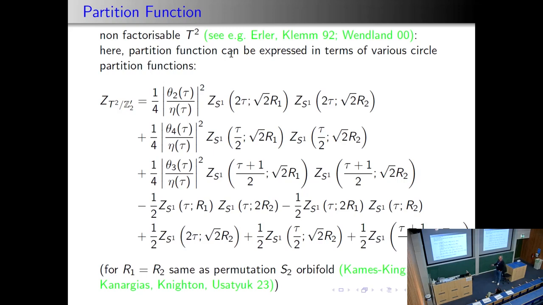Right, so therefore, here you have to split the winding and momentum sum into even and odd combinations, and that gives you, this is just the T2 amplitude rewritten now in terms of products of R1 dependent terms times R2 dependent terms. And the price you have to pay for rewriting it like that is that you get now different moduli, but these combinations are still modular invariant, and here you even have a different dependence on the target space modulus. Okay, good.